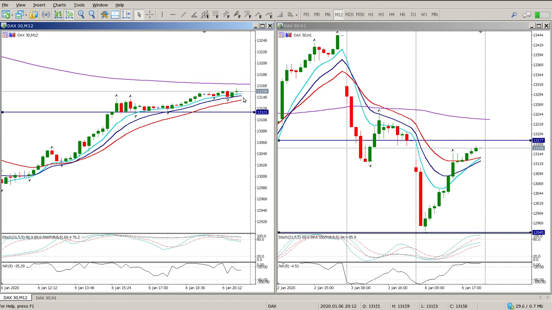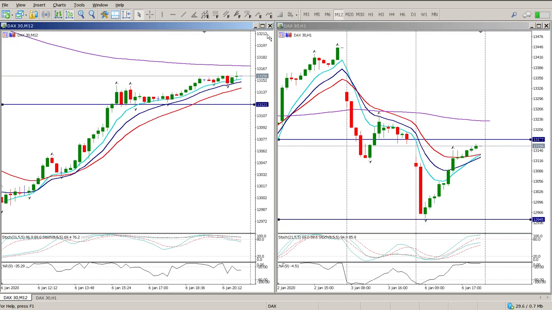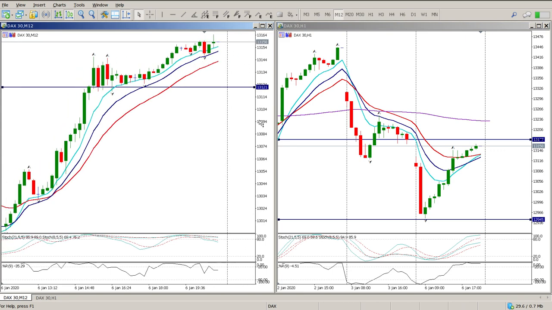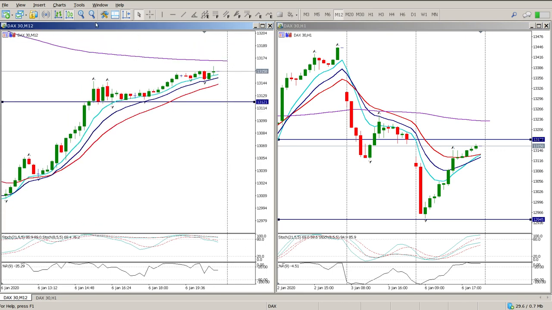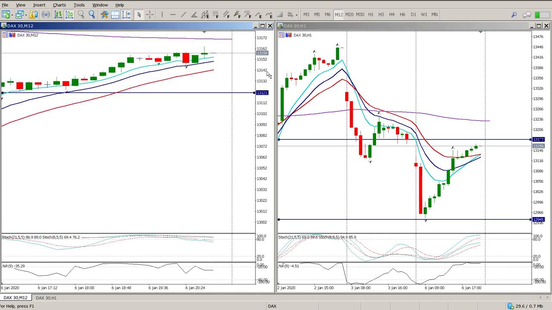So I suspect what we're going to get is, firstly, this gap should close. Then what I want to see is I want to see this hold. And how I'm going to do that is by, let me just maximize this here, because these fractals are relatively small.